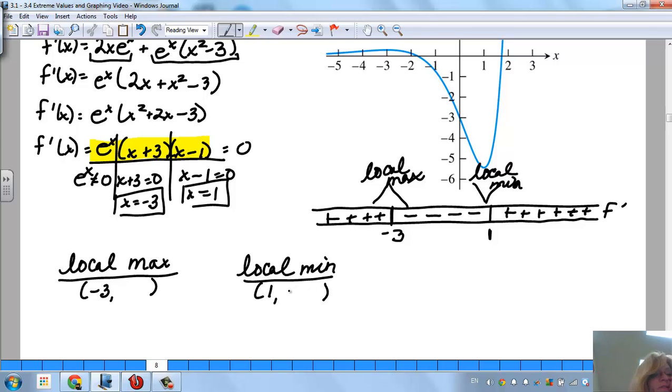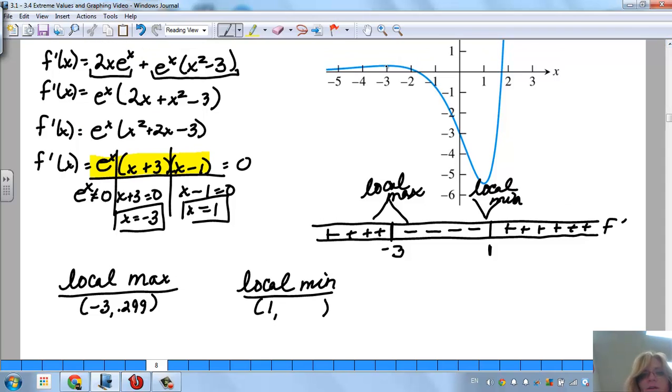Well, this one's not as nice to put in, so I put it back in my original. When I did, I got 0.299 for my y. And it does kind of look that way when you do negative 3. It's not up to 1 yet. Then when I put a 1 in here, it's way down here. It comes out to be negative 5 point, excuse me, that's a 5, negative 5.44. Okay, so we have a local min and a local max. That's problems 3 and 4. I'll have videos with the rest.